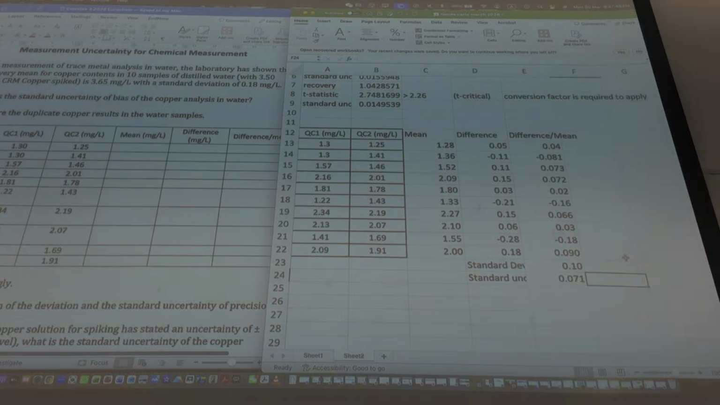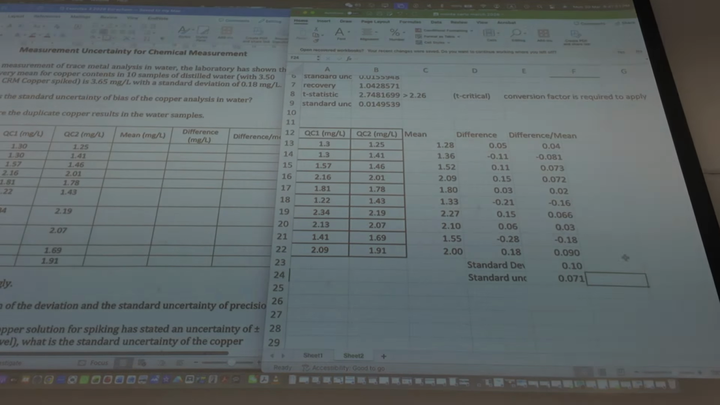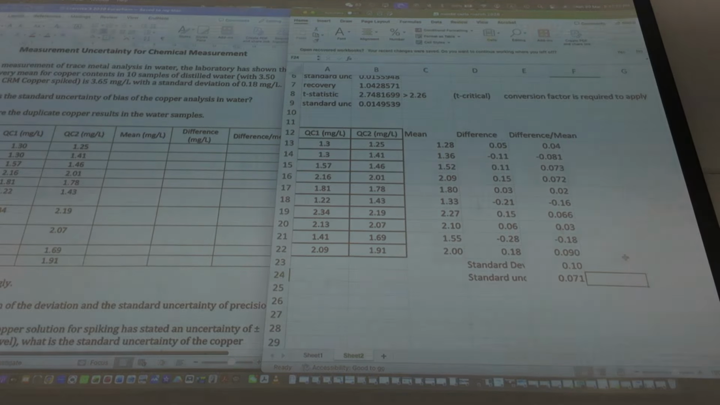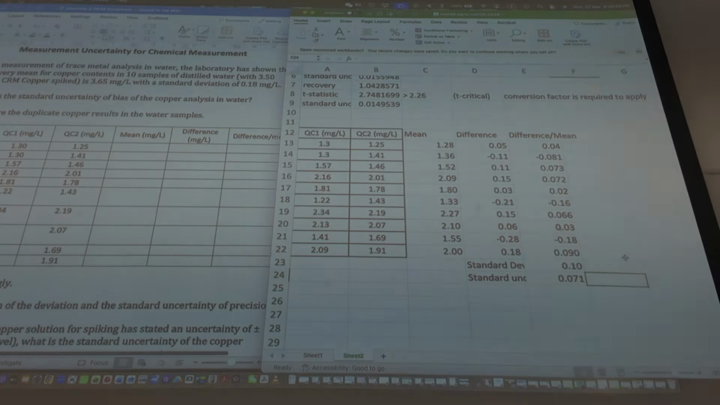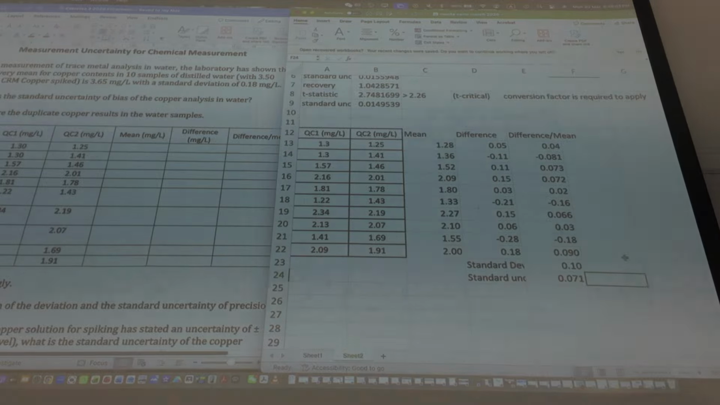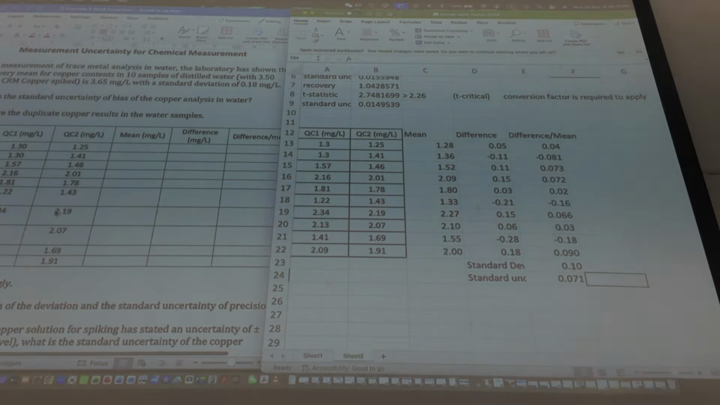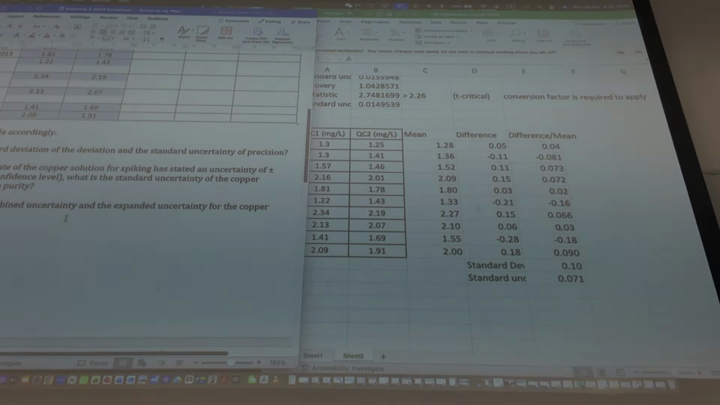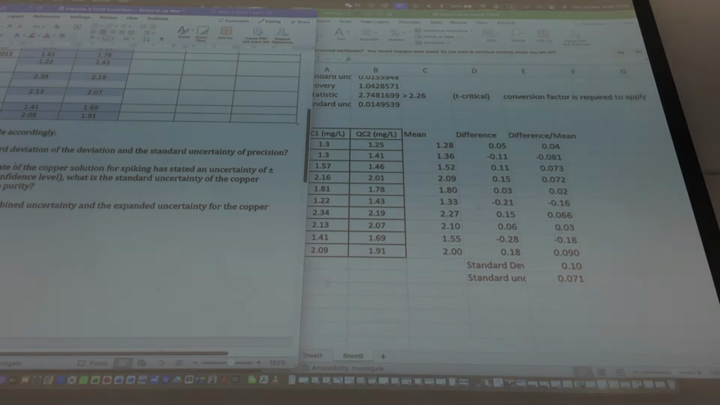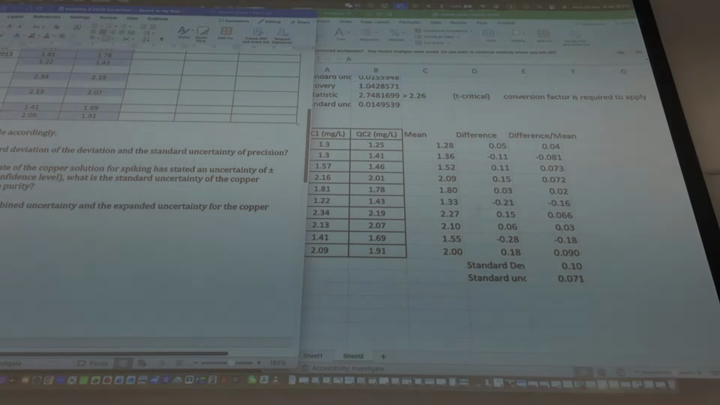And so we have the standard uncertainty of this one. Since it's normalized data, there will be no unit. It's also a relative scale, so it is about 7%, and the bias is about 1.4%, 1.5%. Okay, and so the next one, compute the table accordingly. What's the standard deviation of deviation and the standard uncertainty of precision? Okay, so here is the answer.